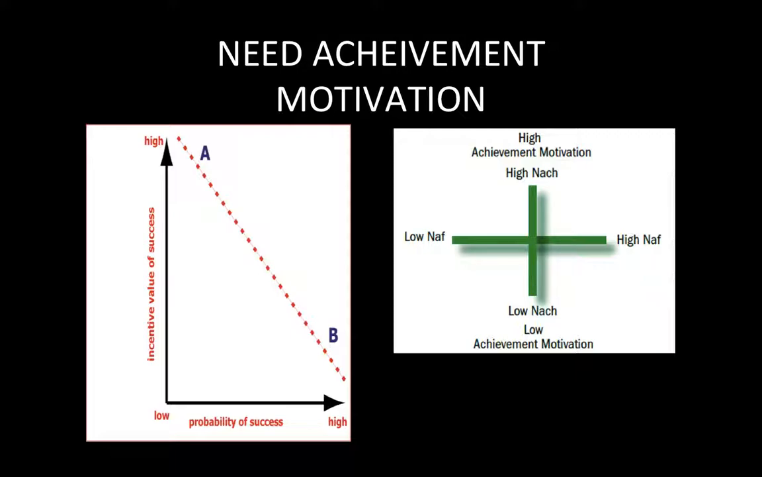This graph shows how someone with a need to achieve personality is more likely to participate if they have a low probability of success, because although they aren't likely to win, they aren't afraid to fail, and the achievement that they will have if they do succeed will be even greater. This is represented by person A.